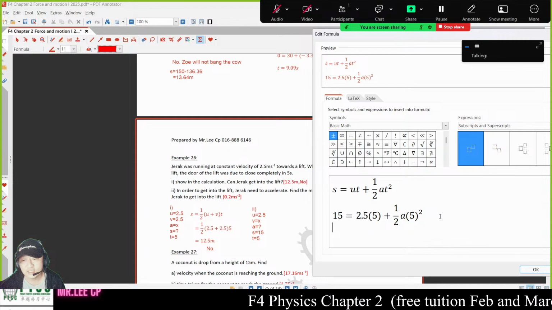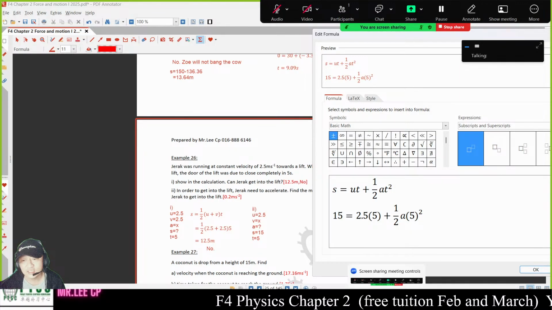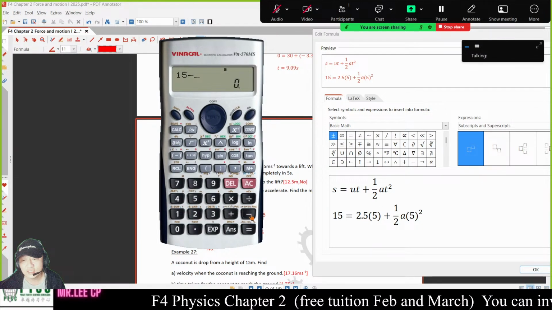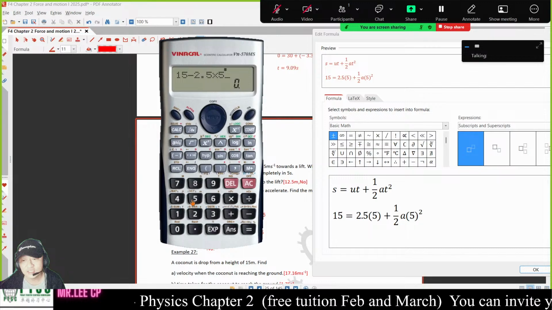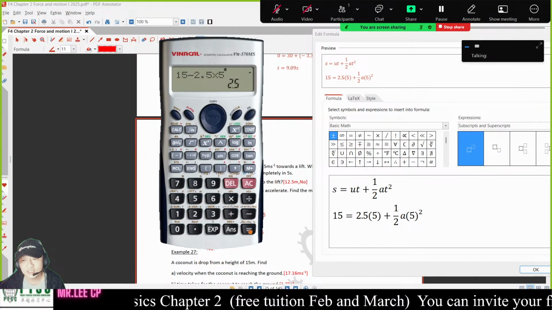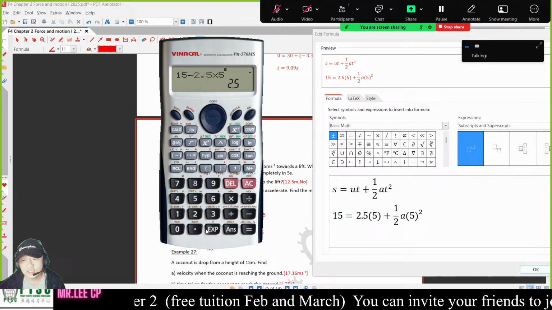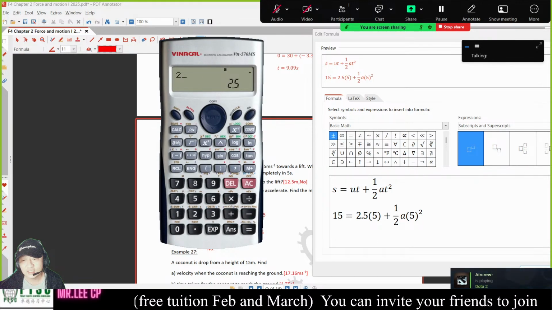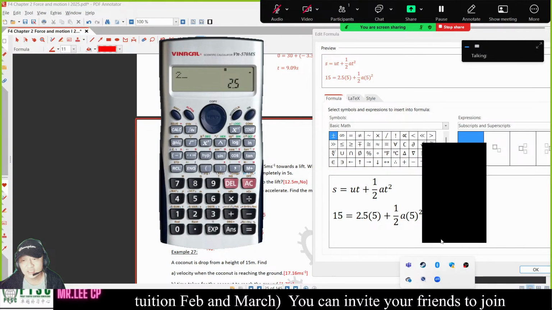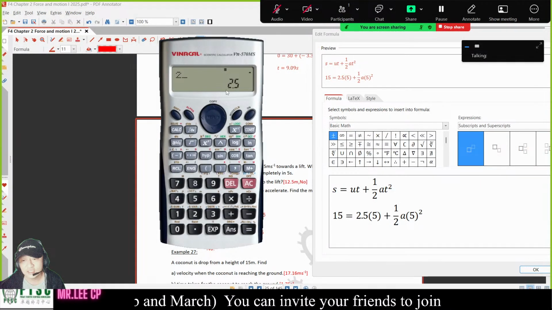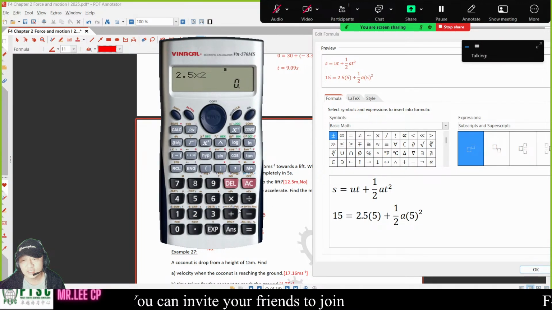So what we have now is A. A is equal to 15. This one comes to here becoming minus 2.5 times 5. This side is 2.5 already. So these two come to here and become times 2. 2.5 times 5 and then times 2, and then divided by 25, divided by 5 squared.